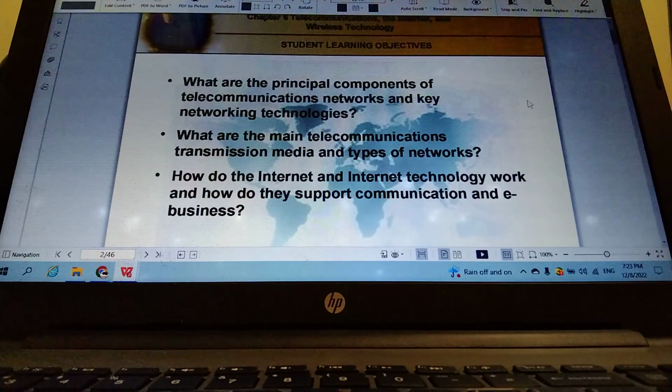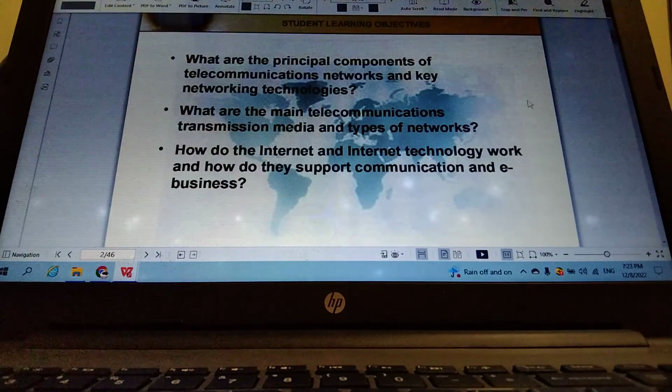Next, we're going to continue with what are the main telecommunication transmission media and types of networks. Again, we're going to look at the transmission media used in different telecommunication network and different types of networks. That will be our focus. How do internet and internet technology work, and how do they support communication and e-business? So that will be our next learning objective.